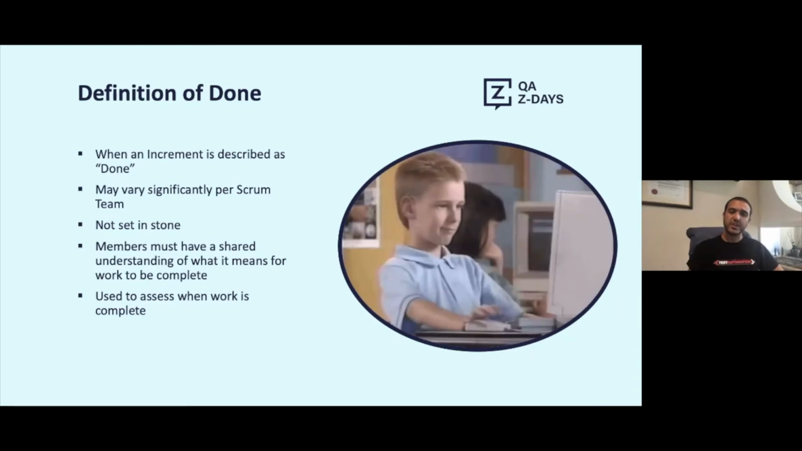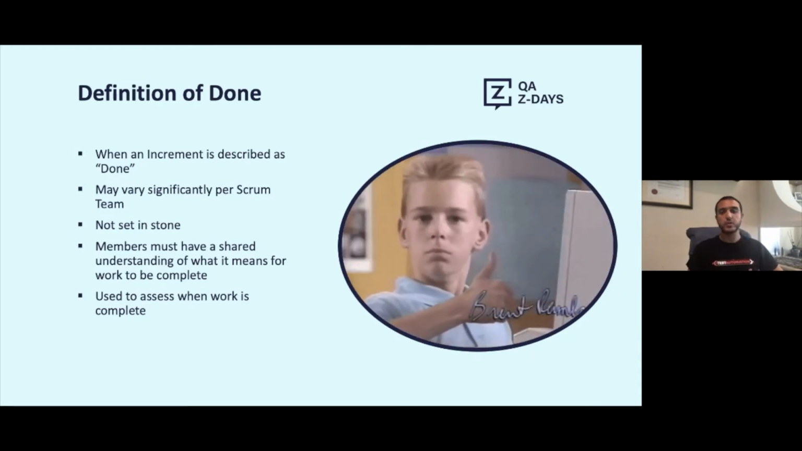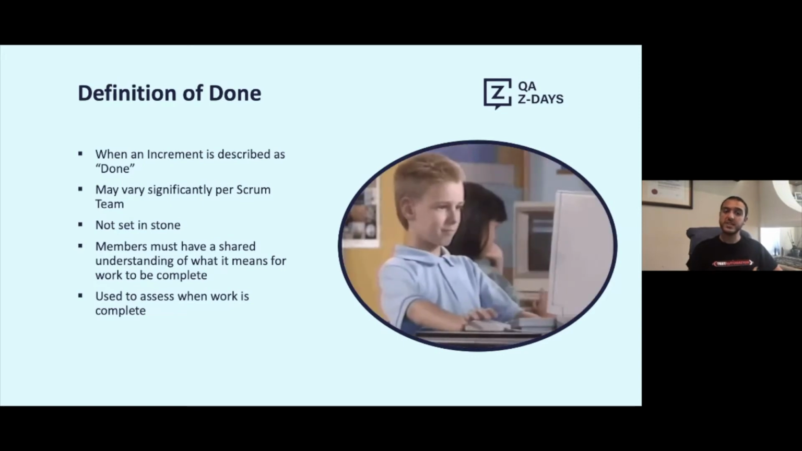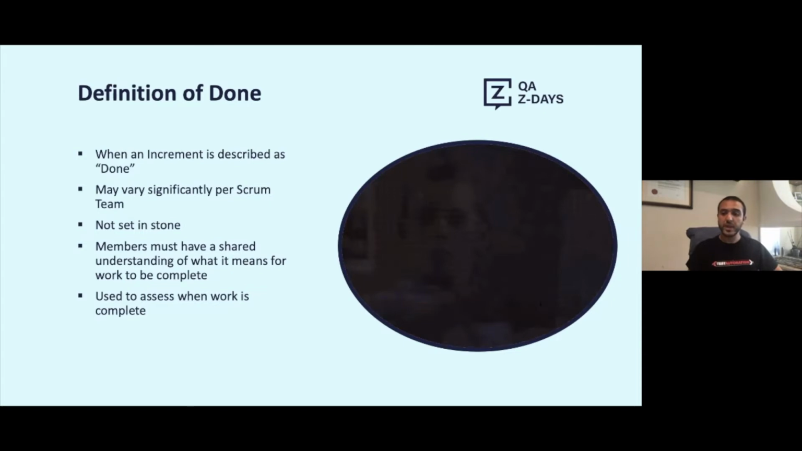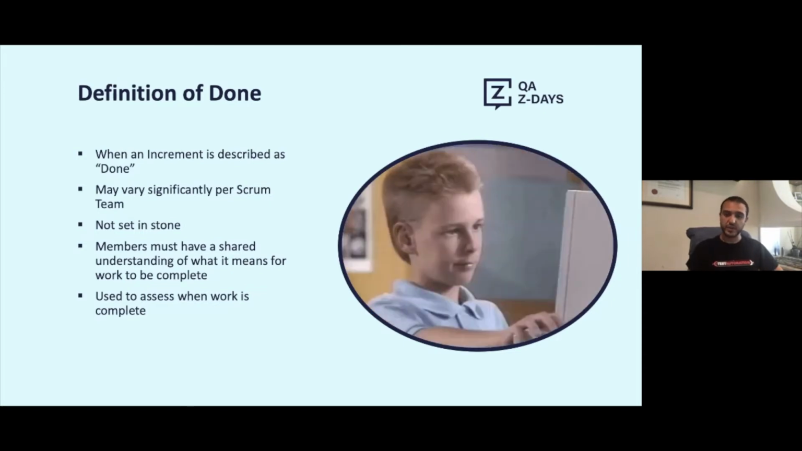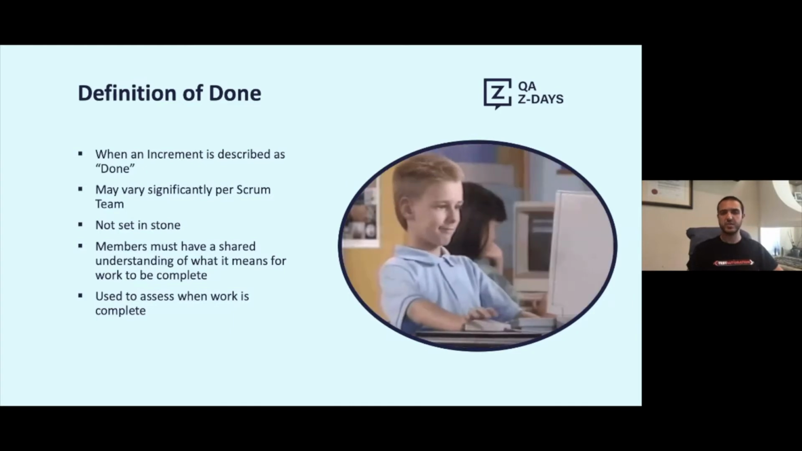So using definition of done will also help track data for the Scrum Master and also in order to show business, hey, this is the data that we collected, we have these impediments, and we have this to prove it. So that is my take on what should be included in the definition of done.